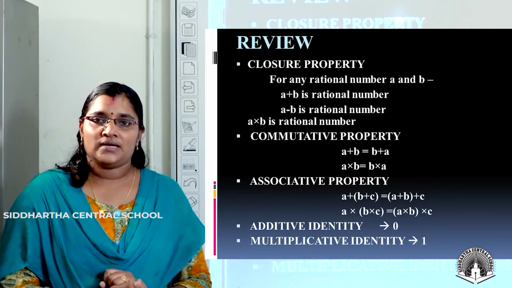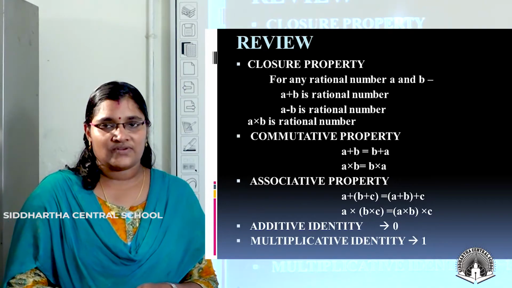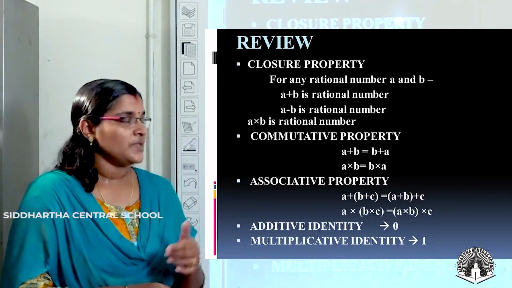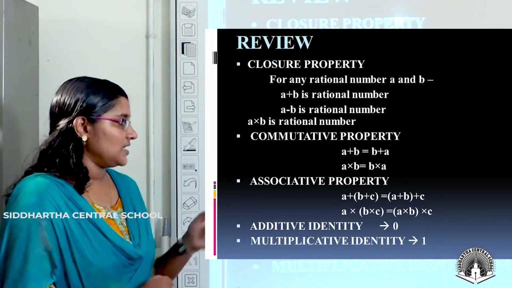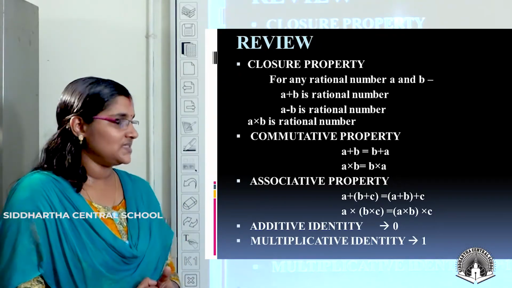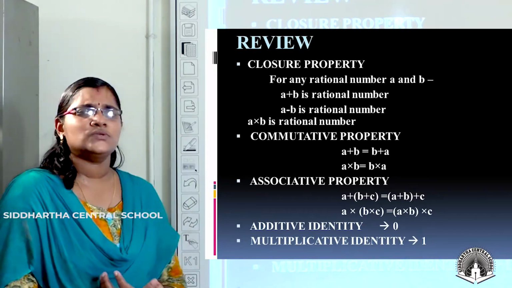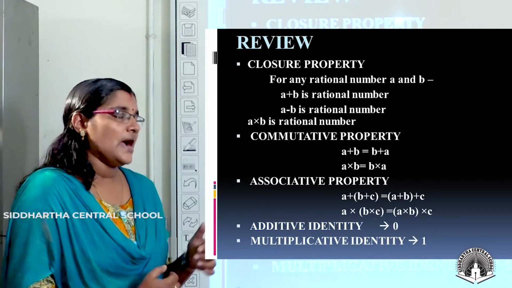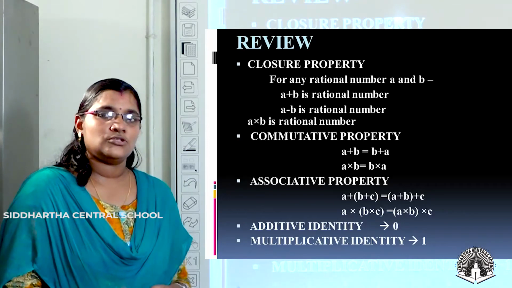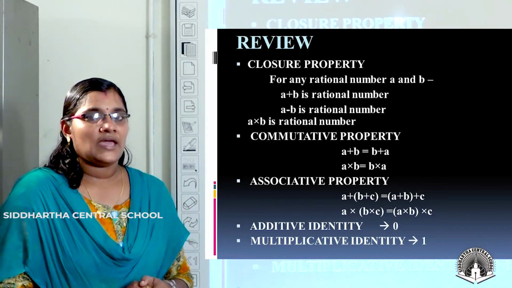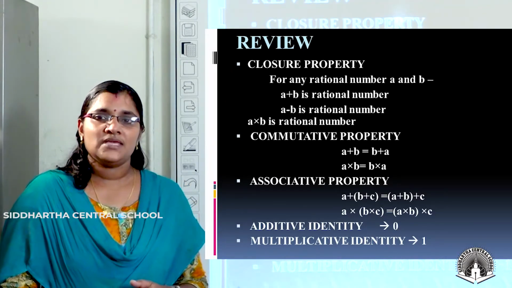Under the closure property, addition, subtraction and multiplication are satisfied. Division is not closed. For the commutative property, also addition and multiplication: A plus B is equal to B plus A, and A into B is equal to B into A. Then the associative property, also addition and multiplication: A plus B plus C is equal to A plus B plus C, and A into B into C is equal to A into B into C.